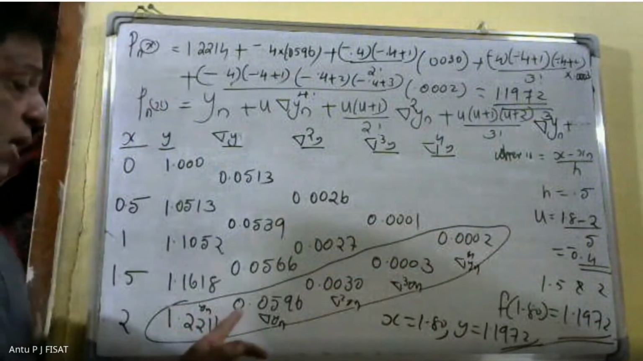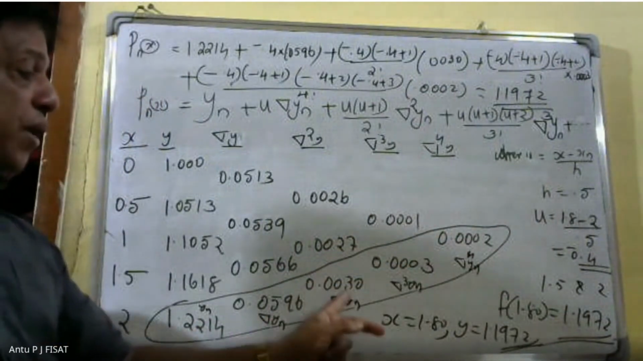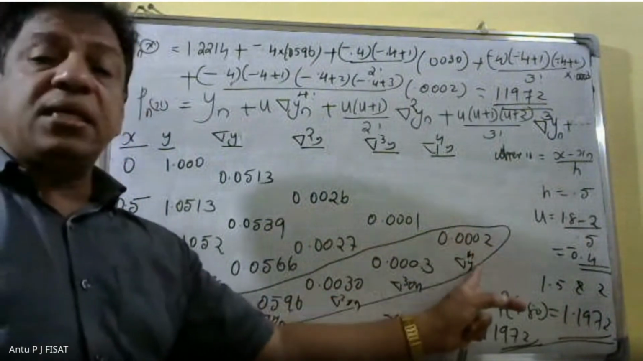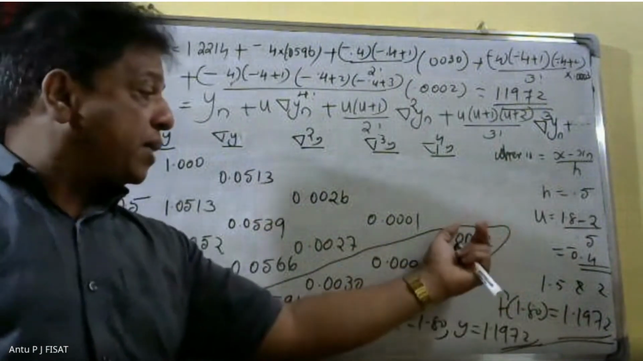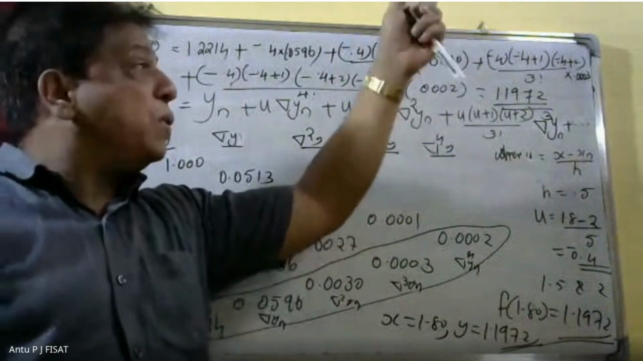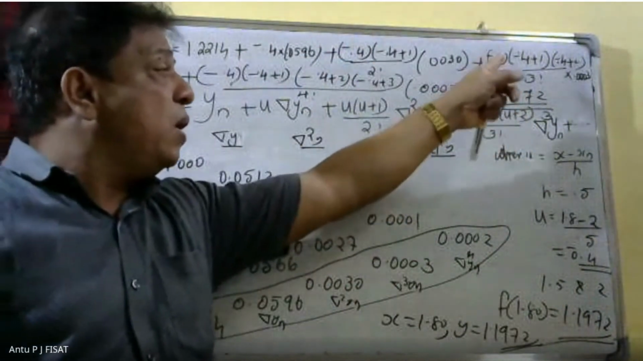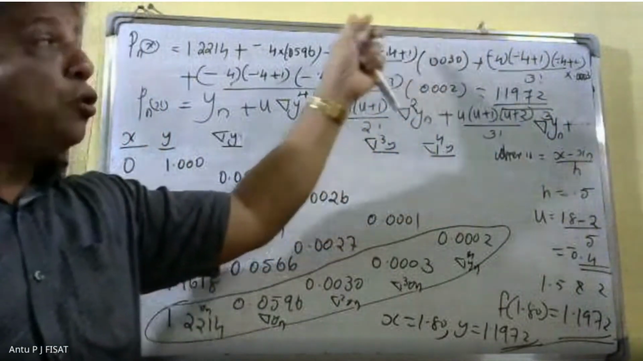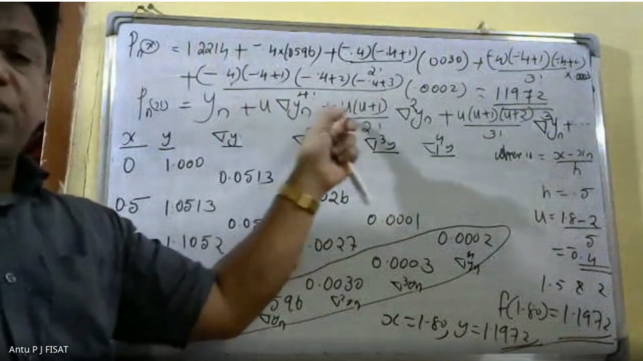Here, this is yn, this is del yn, this is del square yn, this is del cubed yn, this is del raised to 4 yn. We pick out these values, substitute them in the formula and simplify, and you will get the answer as 1.1972. Therefore, you must remember the formula. The formula is very, very important.